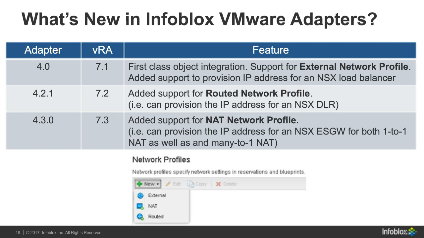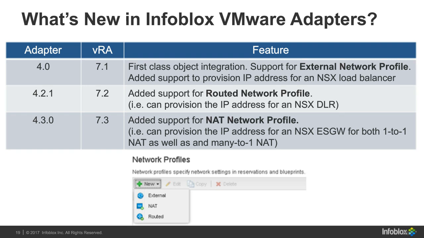So with our 4.0 adapter, we were focusing on an external network profile, as well as giving support for an NSX load balancer. In addition, it became a first-class object integration. What that really means, being a first-class object, is it's already part of the VMware vRA vRO interface, and now we're just like another piece of it already put into it. So again, it makes it much easier to use, much easier to manage across your VMware infrastructure along the way.